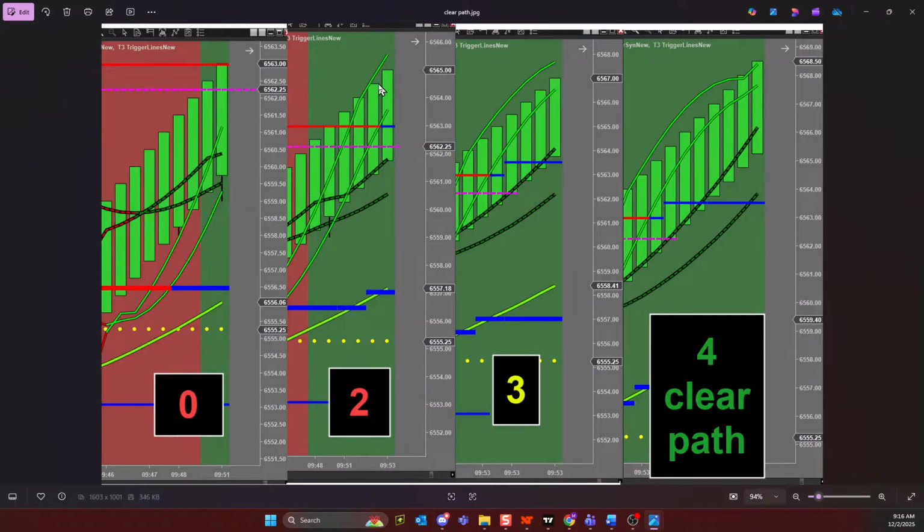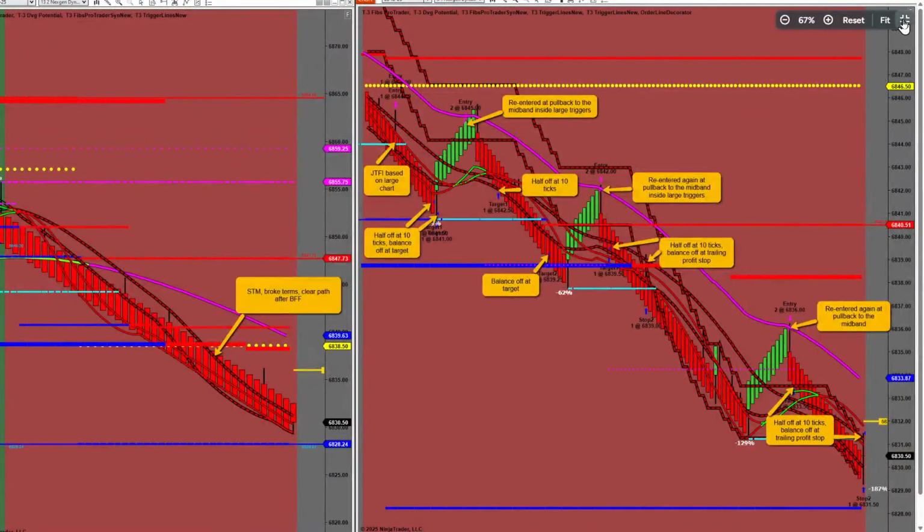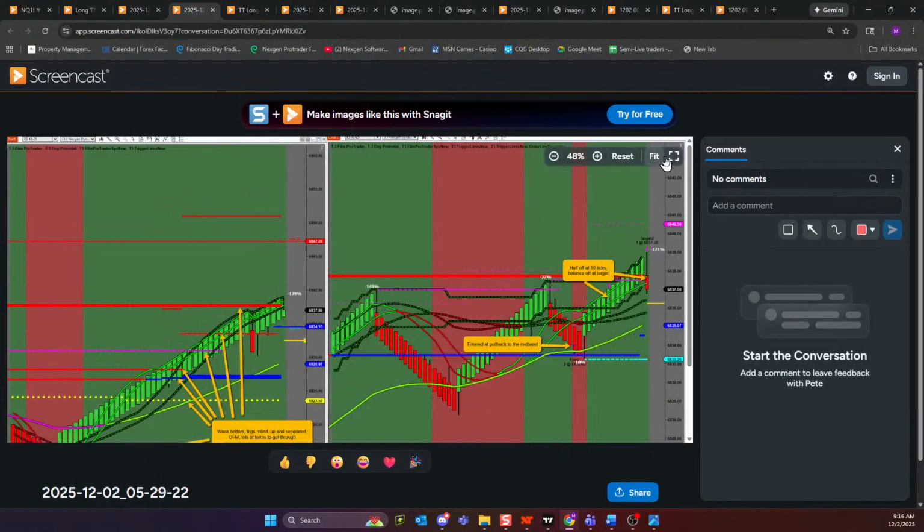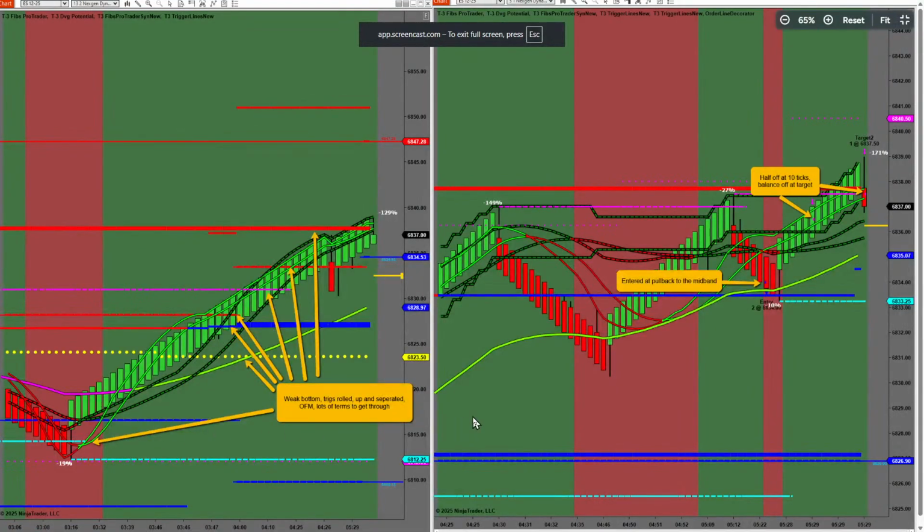That if only 2 of the triggers get through, it's okay, but it's not great. When 3 get through with momentum, now we're looking for the medium probability. Now it fits the plan. But having that clear path will always be the best of the best, guys. So Pete, nicely done. A lot of great chart reading, putting you in a good position.